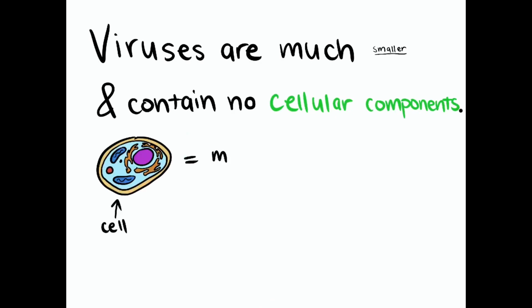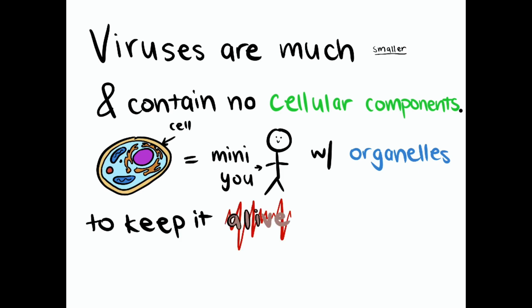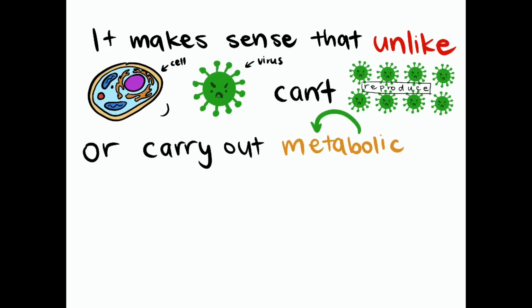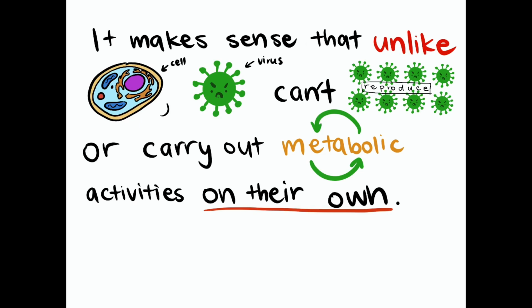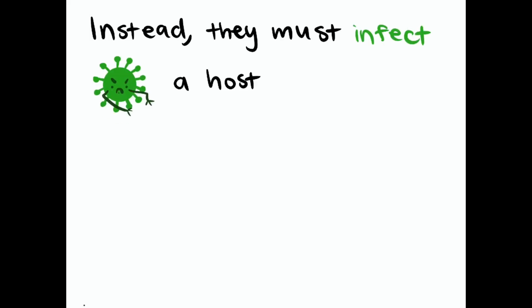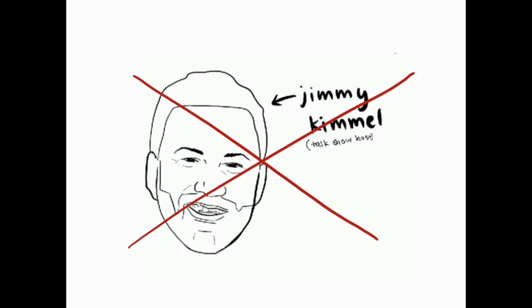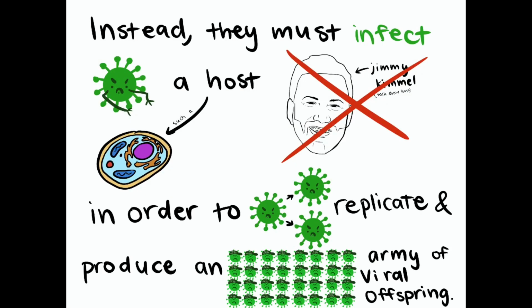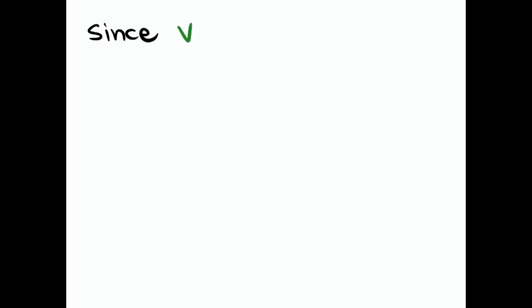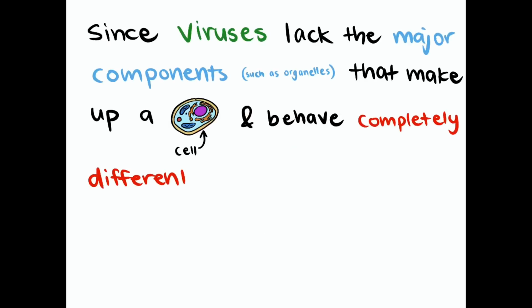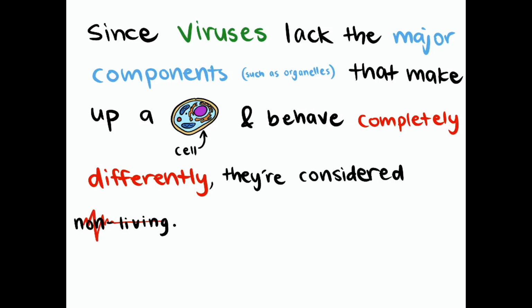If we think of your cell as a mini version of you with organelles to keep it alive, a virus lacks those organelles. So it makes sense that unlike cells, viruses can't reproduce or carry out metabolic activities on their own. Instead, they must infect a host in order to replicate themselves and produce an army of virus offspring. Since viruses lack the major components that make up a cell and behave completely differently, they're considered non-living.